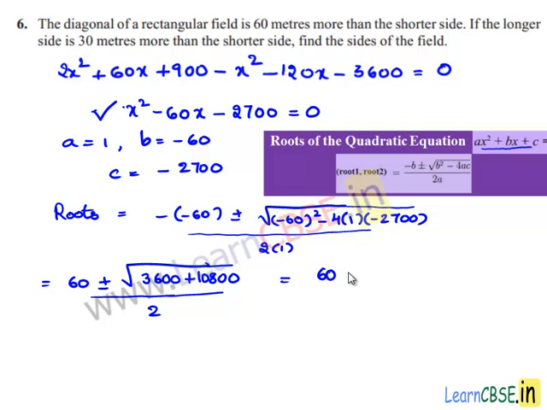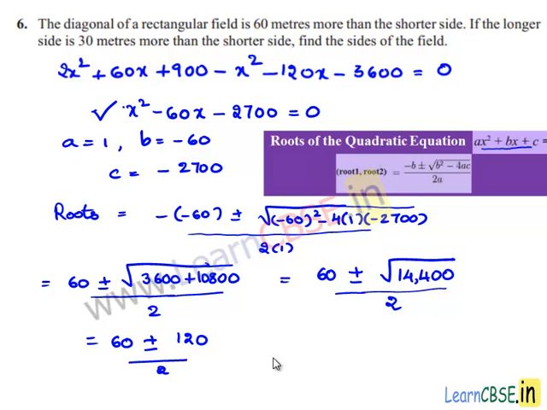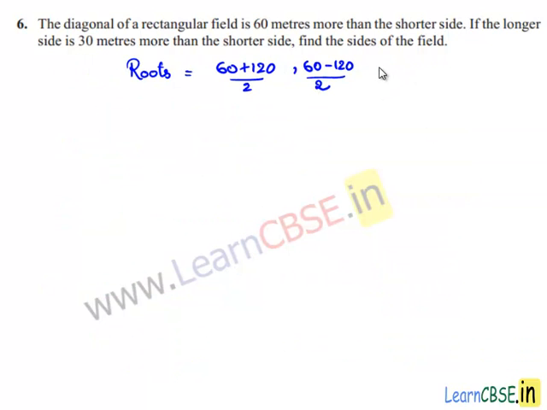This is equal to 60 plus or minus root of 3600 plus 10800 divided by 2. This is equal to 60 plus or minus square root of 14400 divided by 2. This is equal to 60 plus or minus 120 divided by 2. Therefore roots can be 60 plus 120 divided by 2 or 60 minus 120 divided by 2. Therefore roots is equal to 60 plus 120 is 180, 180 divided by 2 is 90, and 60 minus 120 is minus 60, minus 60 divided by 2 is minus 30.